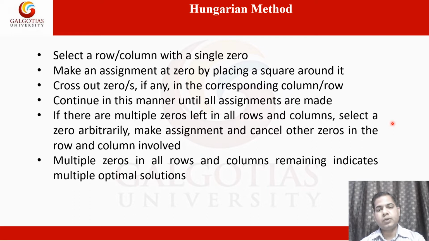That means if we are selecting a row, the column is cancelled, and if we select a column, then the row. We will continue in this manner until all the assignments are made. If there are multiple zeros left in all the rows and columns, select a zero arbitrarily. If we are not able to find a single zero, we take any zero and start from that. If multiple zeros remain in the rows and columns, it indicates multiple optimum solutions. It means if we have two or three zeros in a particular column and we are not able to find a single zero, there are multiple alternative solutions.